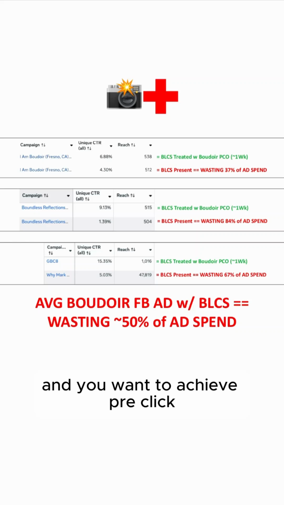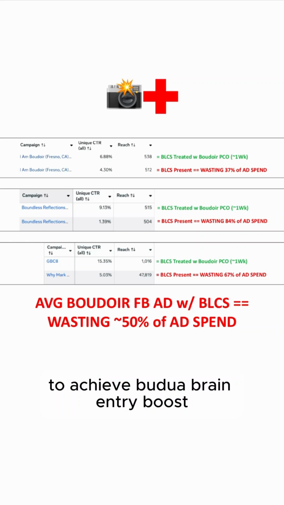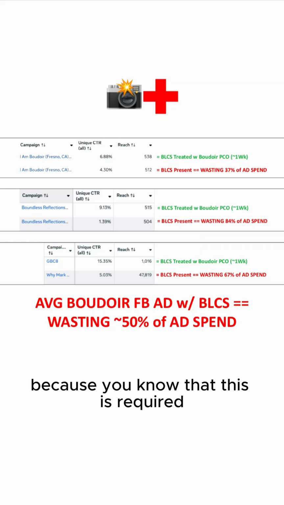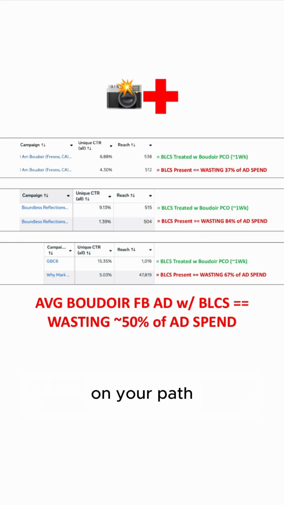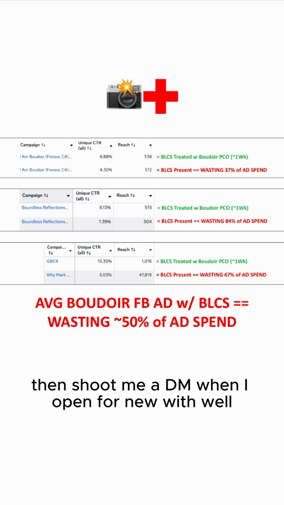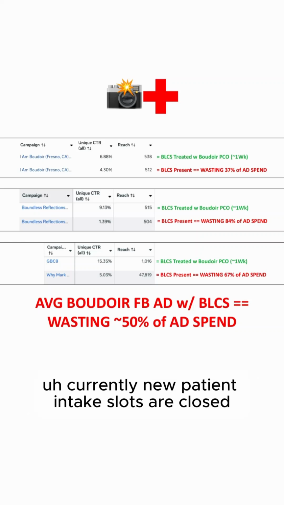And you want to achieve pre-click alignment with your Boudoir Facebook ads to become a dominant Boudoir advertiser, to achieve Boudoir brain entry boost with your Boudoir Facebook ads, because you know this is required on your path to becoming the number one boudoir photographer in your city. Then shoot me a DM when I open for new boudoir photographer or new patient intake slots at my hospital. Currently, new patient intake slots are closed.